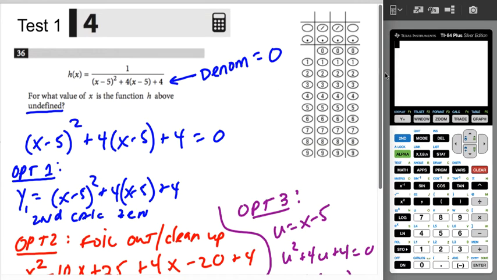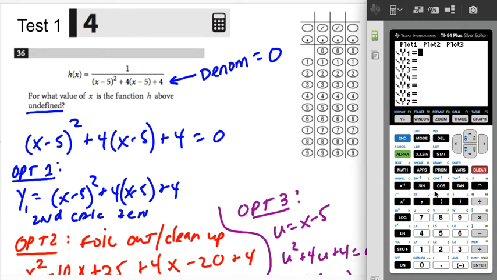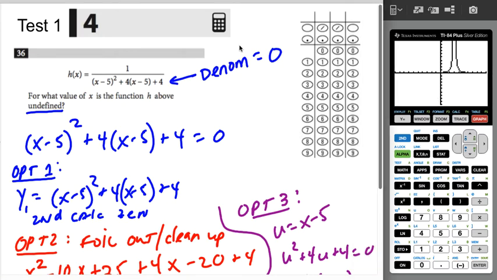If you didn't see either of the other two options, you certainly could have put this in your calculator. You could have put in x minus 5 squared plus 4 times the quantity x minus 5 plus 4, and graphed this in second calc 0, and you'll see that the 0 is at 3. That's one option. If you put the original graph in, 1 divided by, and then all of this in parentheses, you'll see that there's an asymptote at 3. So any way you do it, you end up with a 3.